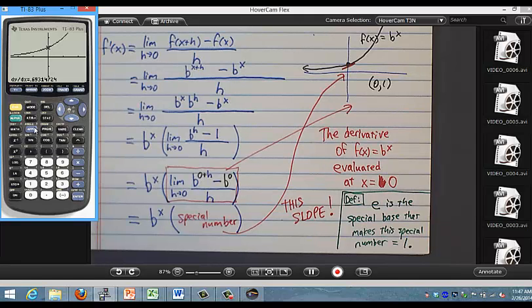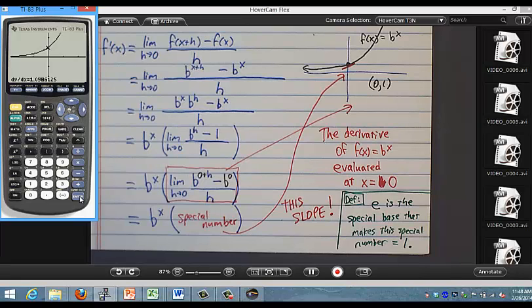Let's change the base. Should I make the base higher or lower? We want to make it higher so that we make it steeper, so we can make that equal to 1. So if you go back here and turn this into a 3, enter, graph, I'll be able to do the same thing. I'm going to second calculate the derivative, choice 6. It tells me that the derivative at (0, 1) is 1.0986. That's too high. So it's between 2 and 3.